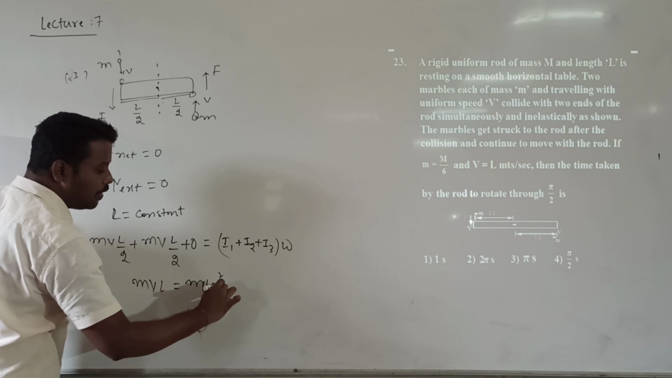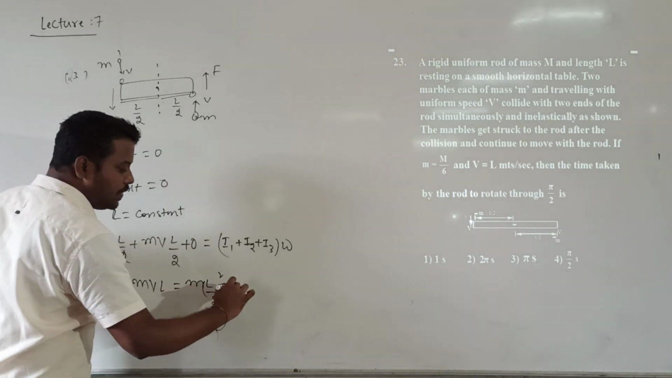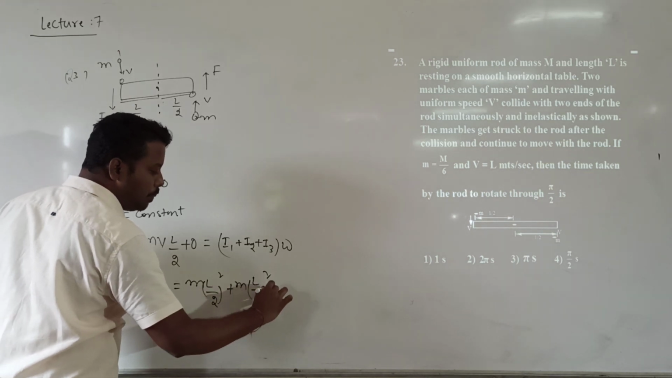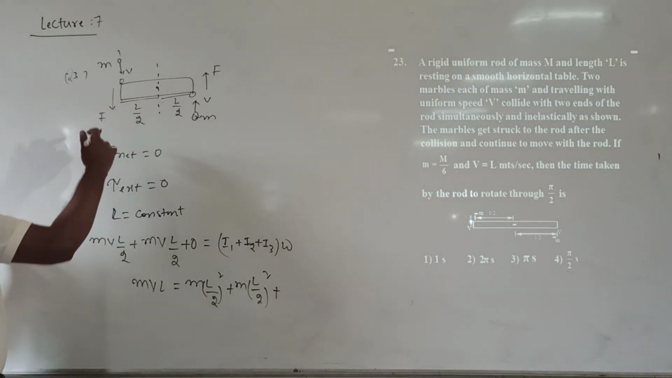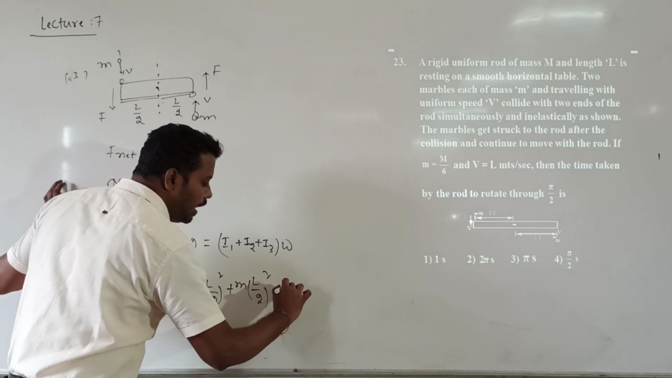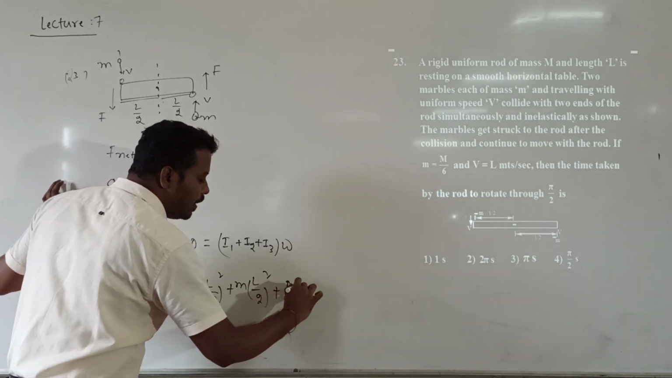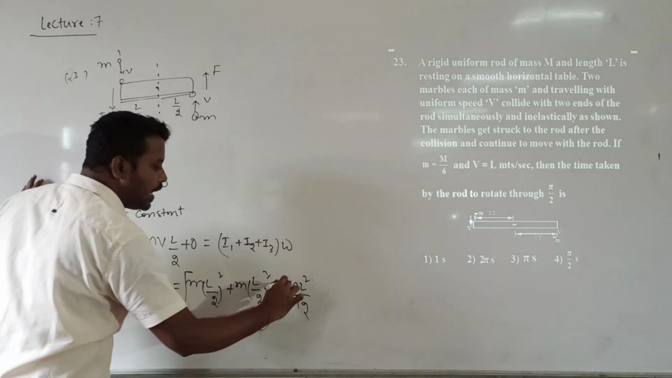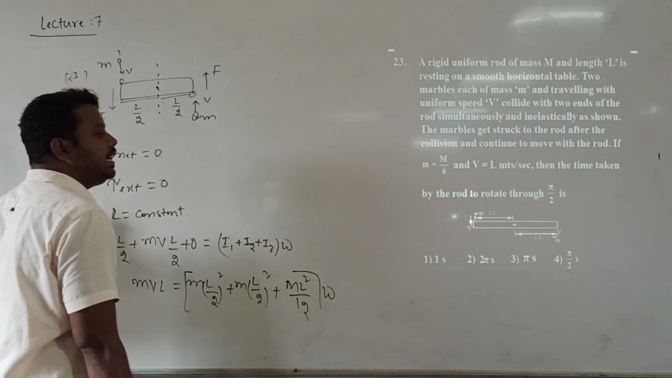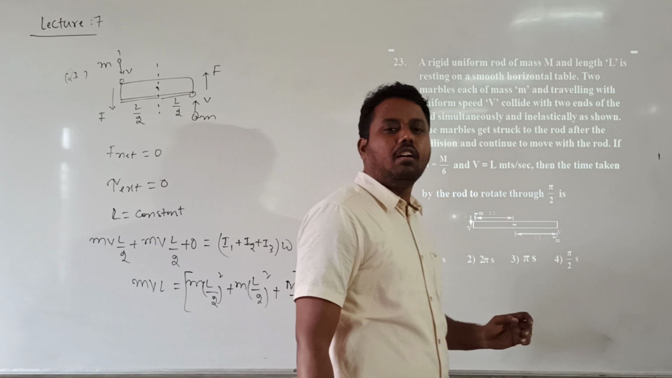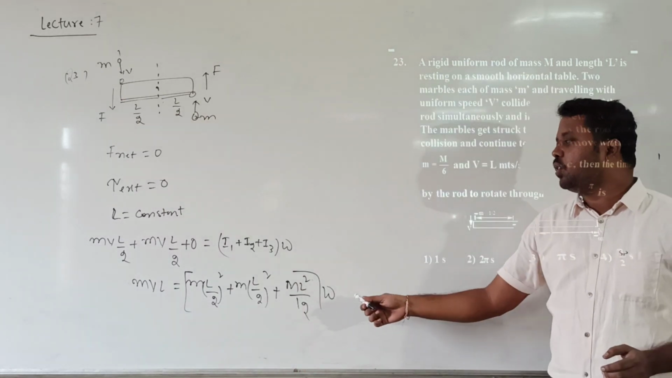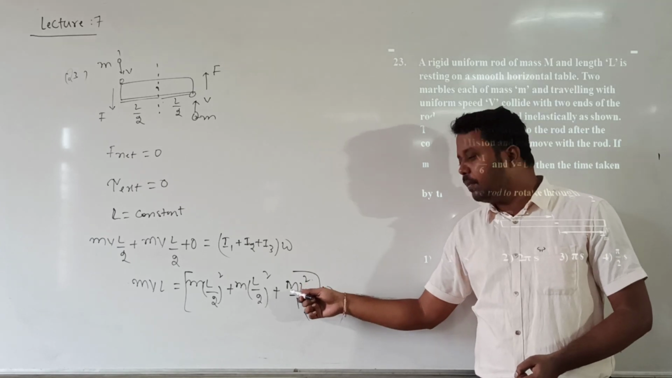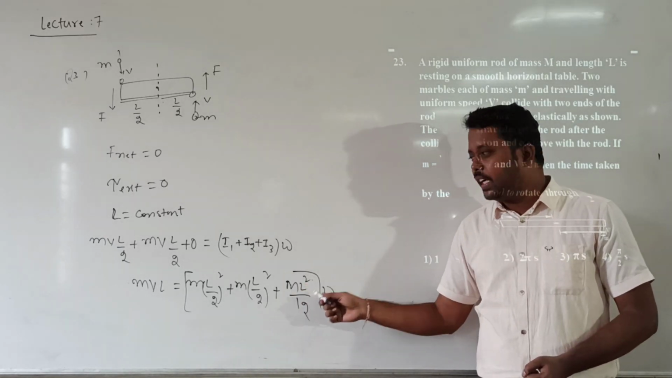Can I write plus what is the moment of inertia of the second particle? M into L by 2 whole square, plus what is the moment of inertia of the rod? That is given by capital M L square divided by 12 into omega. This point you should get it clearly. For the rod, moment of inertia about an axis passing through center perpendicular to length. So it will be given by ML square by 12 into omega.